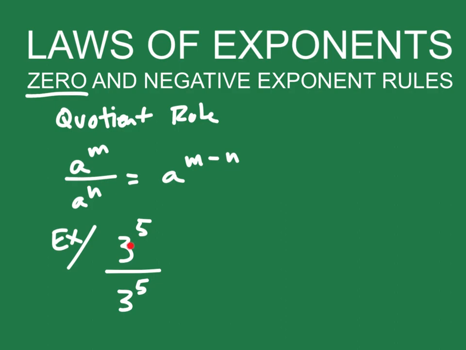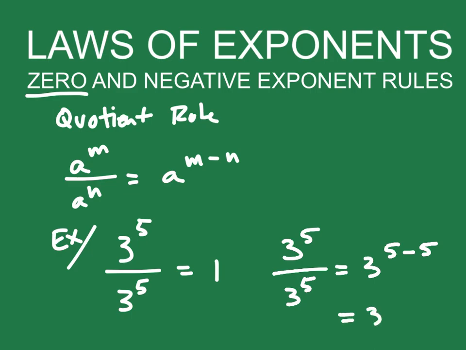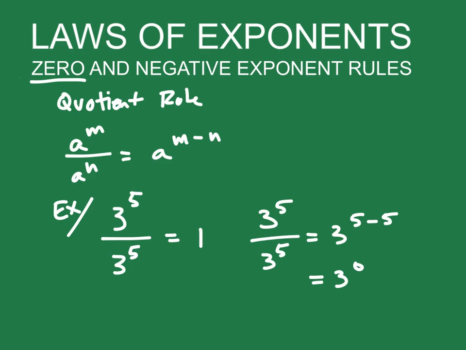Now, if we have something being divided by itself, we know that the answer is 1. However, if we use the quotient rule, we can say 3 to the 5th divided by 3 to the 5th as 3 to the 5 minus 5 power, which would end up giving us 3 to the 0 power. Well, wait a minute. We did this two different ways. We said something divided by itself we know is 1, and then if we use our quotient rule, we get 3 to the 0. But the reality is that once you get to this point, what you have to understand is that these two things are the same.